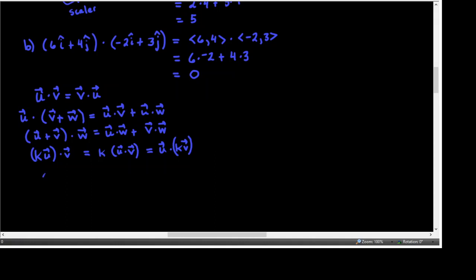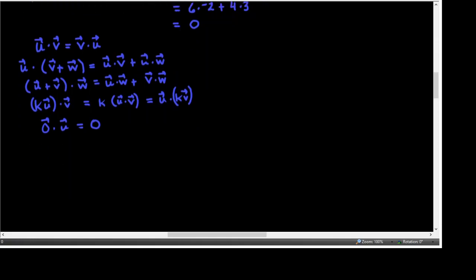Then the next one is if you have a 0 vector dot any vector, the answer you'll get is the number 0. Be very careful. A dot product is always a number. So that 0 I just wrote is the number. Notice there is no vector symbol over it. So be careful about that. And another property of dot product is if you do the dot product of any vector with itself, u dot u, you're going to get the magnitude of vector u squared.